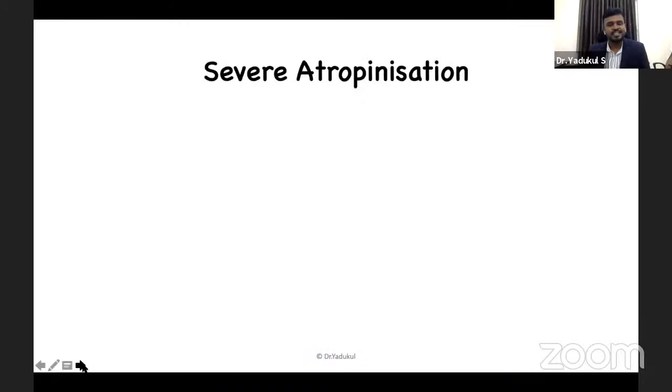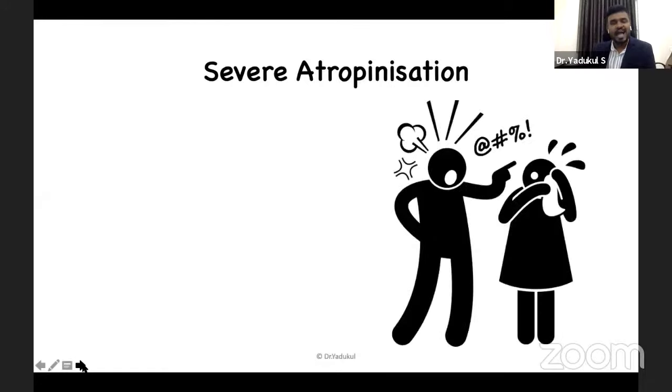Next is severe atropinization. Over-enthusiastically, a few doctors give more atropine so that we can control the OP compound, and sometimes we end up giving too much atropine. As medicos, I think we have seen it in ICUs when the patients start scolding the nurses, the ICU staff, and even the professors during the rounds.